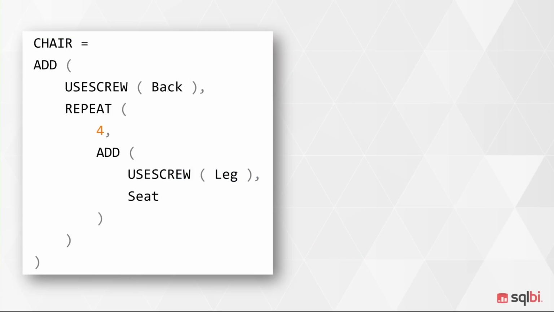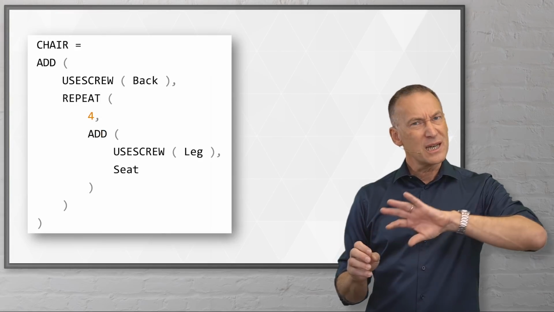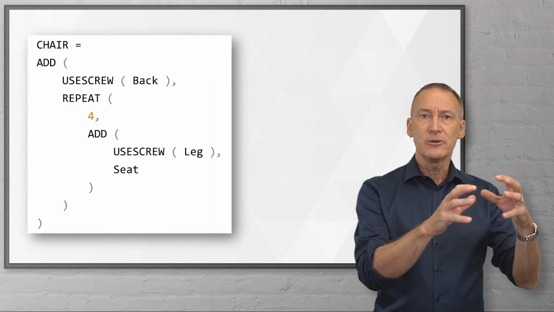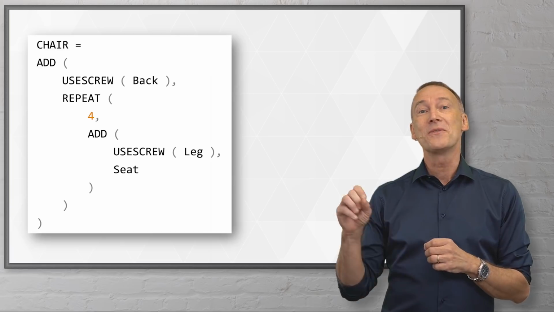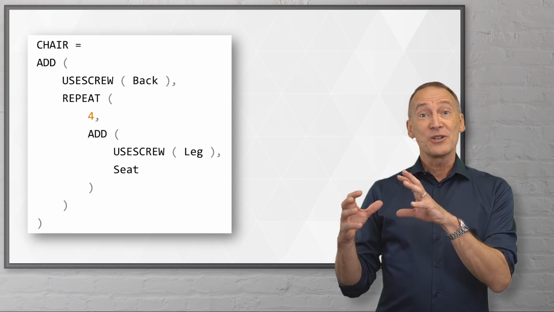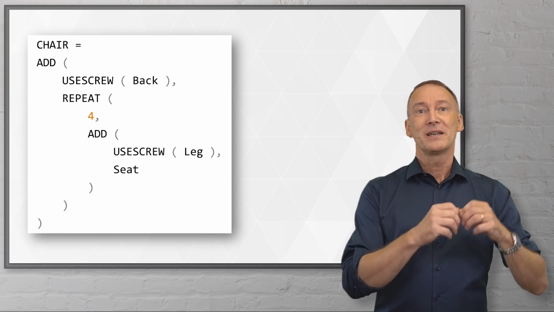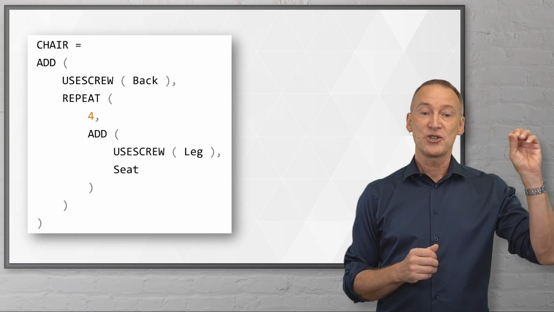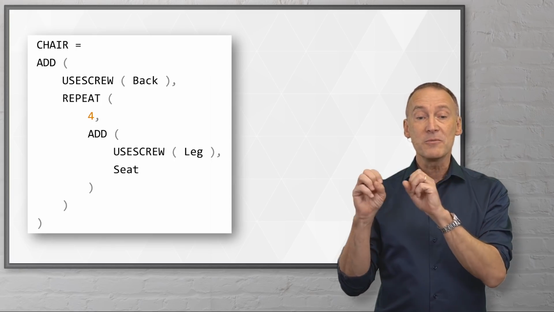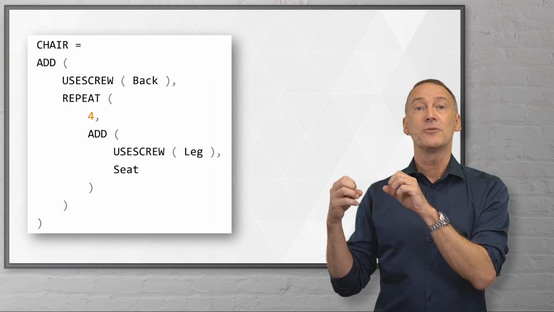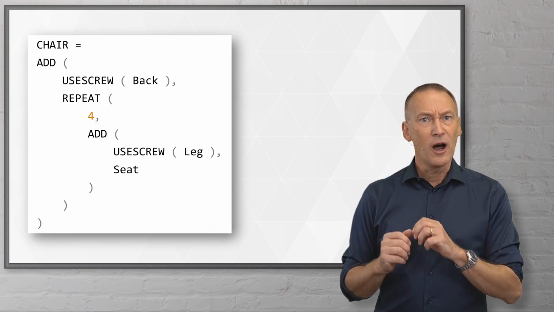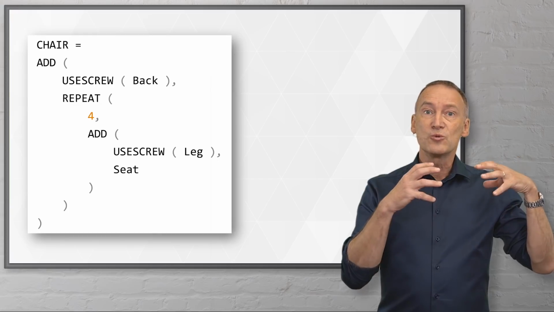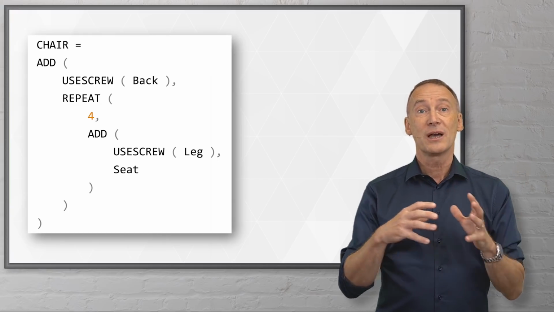Just to give you an idea of how to follow the flow of a functional programming language, let's forget about DAX and let's look at this piece of instruction which I created out of thin air. These are the instructions to build a chair using a functional notation. You see, chair equals add, useScrew back, repeat for add, useScrew leg. Where do you even start reading these instructions? It's kind of hard. And the reason is you need to reason in terms of functional languages.